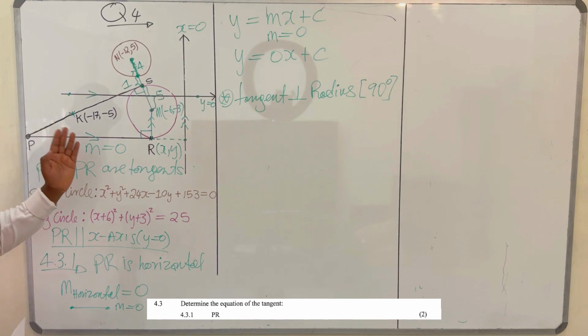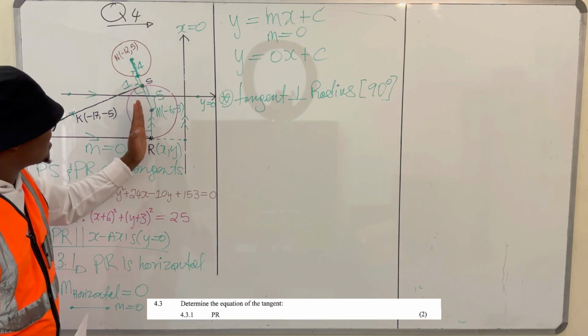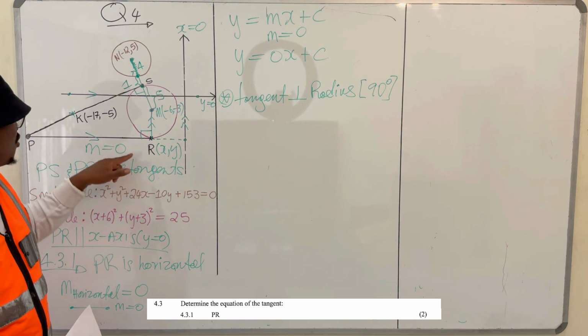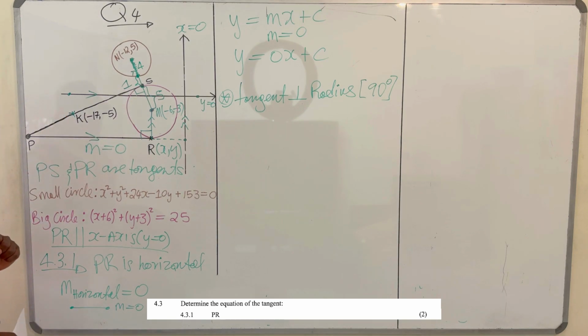This is a similar situation. This is parallel to the x-axis, so it's horizontal. And this is parallel to the y-axis because it needs to be vertical in order to be perpendicular to this one. Right? I'm done with that.